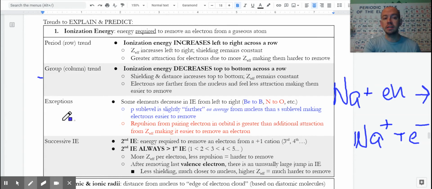But within this, we can also recognize that these patterns are general patterns that are not always perfect. As I go top to bottom, there aren't major exceptions to this. It always becomes easier because that shielding and distance increases. But as I go left to right, there are a few exceptions.